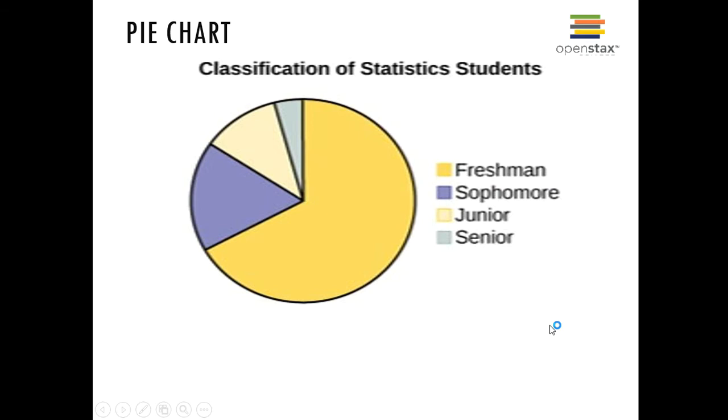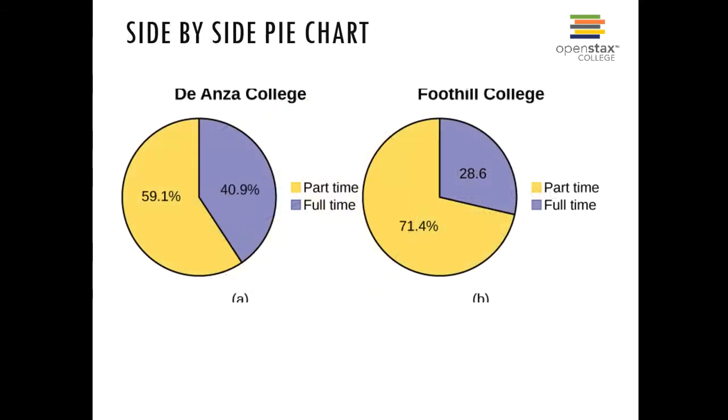Okay, so here is an example of a pie chart. I apologize, it's not the best picture. But as we can see here, we have more freshmen than anything else in this chart. And we can see we have the least number of seniors.